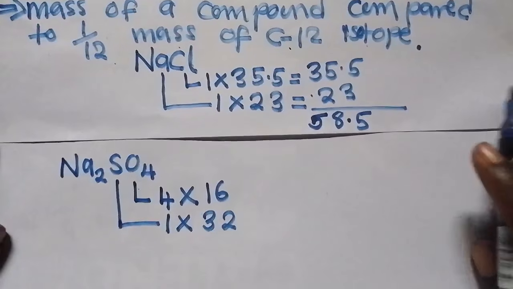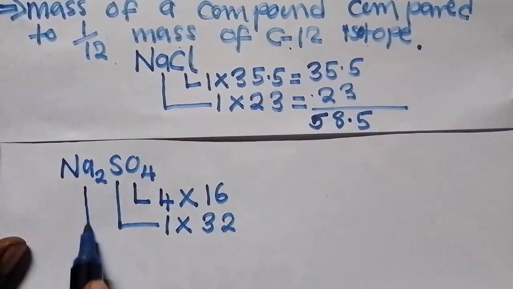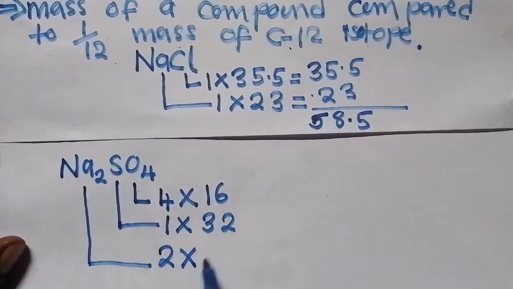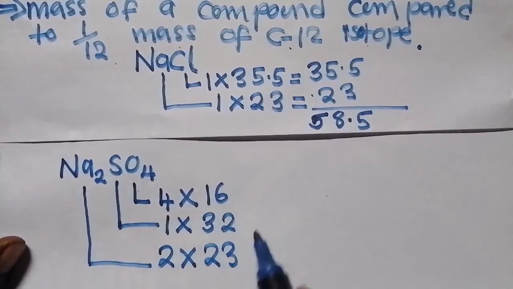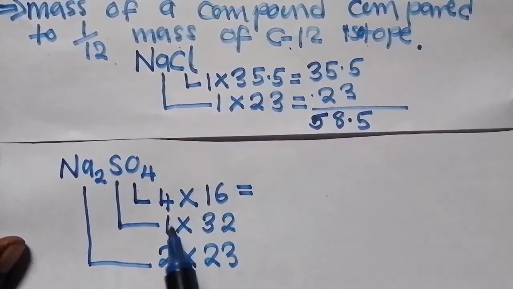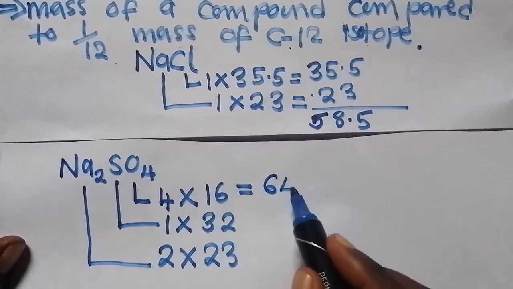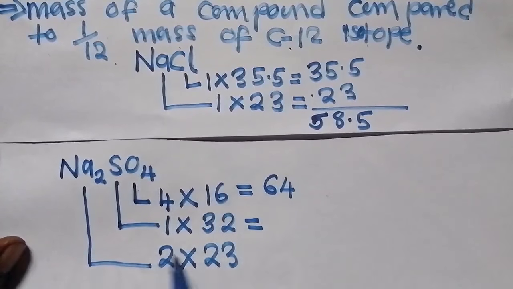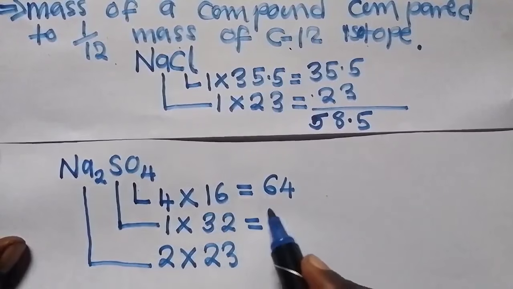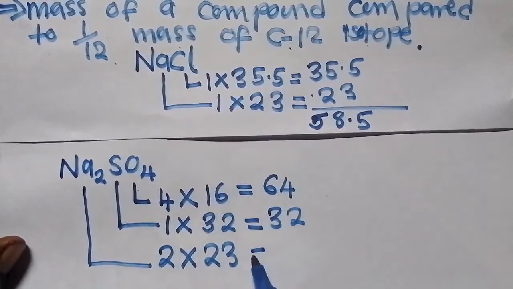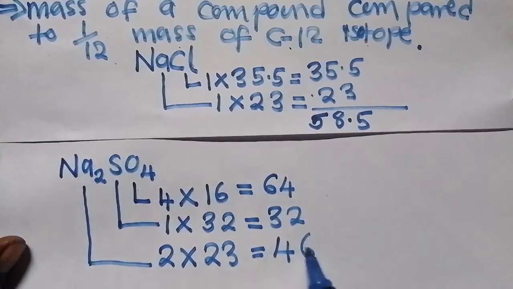We move to the other one. This is sodium. How many atoms of sodium are we having? Just 2 times the mass number, which is 23. So we get to add here. What is 4 times 16? We get 64. You move to this one. What is 1 times 32? This is 32. You move to this one. What is 2 times 23? That is 46. This is what we are going to do.